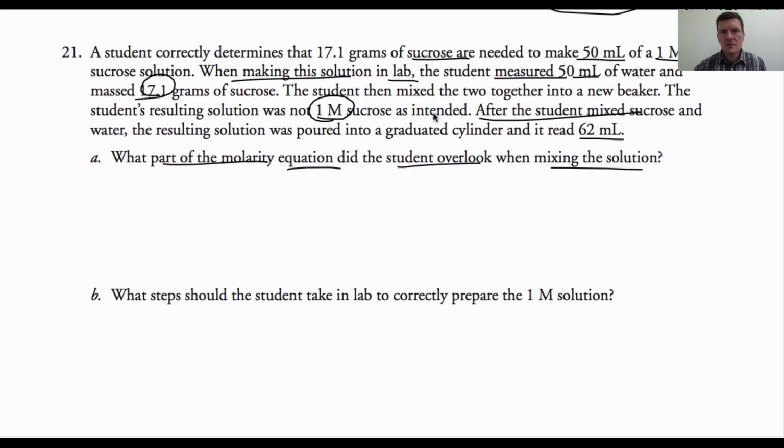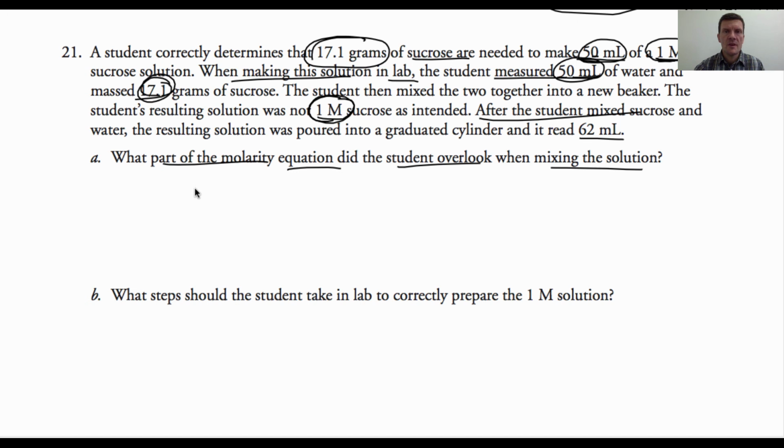Let's go back up and look at his procedure a little bit. He determines that 17.1 grams of sucrose are needed to make 50 milliliters of a 1 molar solution. So what he decides to do is he takes and he measures 50 milliliters of water and he takes his 17.1 grams of sugar. He mixes them together. But he doesn't get the 1 molar concentration that he was expecting. Here's why.